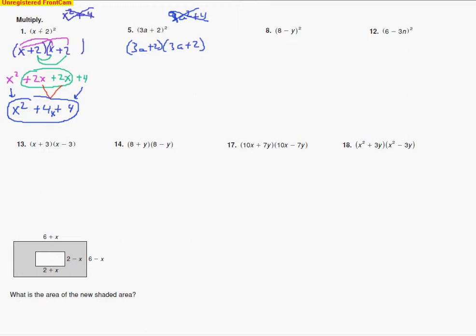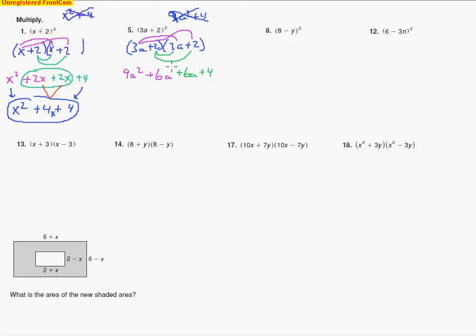So we go ahead and take a look at our first terms. We've got 3a and 3a. Remember, that's 9a squared. Well, then we have the 3 multiplied by the 2. That's a 6a. And now we move on to the inside terms. And we've got a 2 being multiplied by 3a. You see, we get another 6a. And the 2 and 2 make a positive 4.